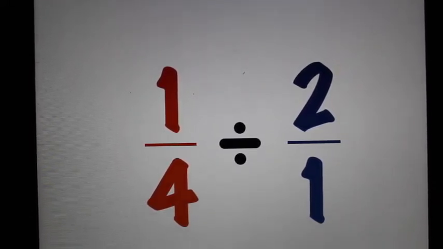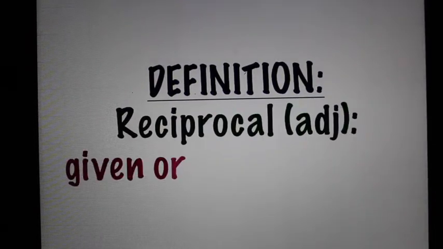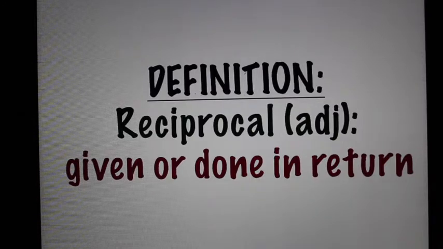The process of this is to take the reciprocal of 2 over 1. Does anybody know what reciprocal means? Well, the definition for reciprocal, if you were going to look it up in the dictionary, is an adjective that means given or done in return. We're going to stop for a moment, and for the next 2 minutes, we are going to turn to your partner and think, pair, and share about the word reciprocal, how that could relate to math. How can it relate to the fraction 2 over 1?